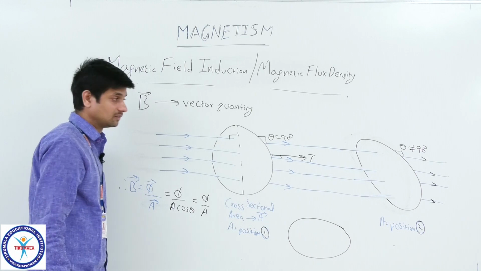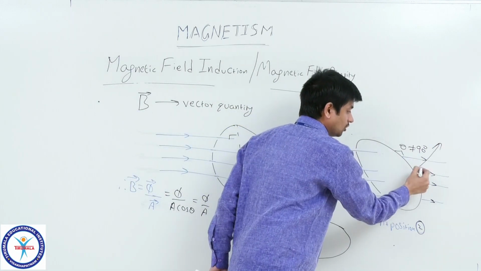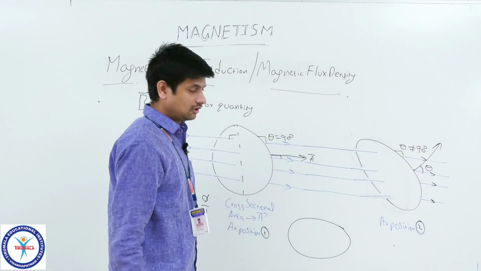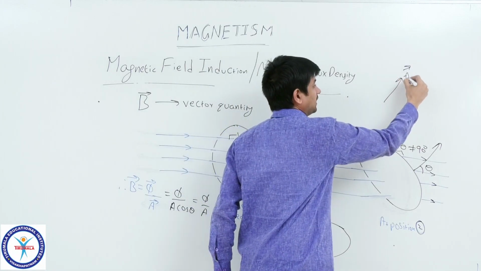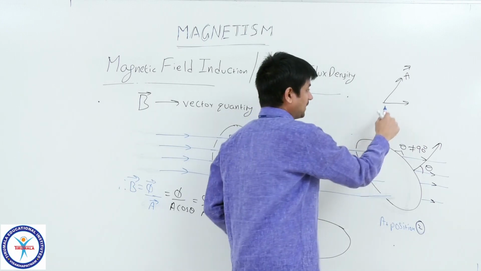Now look at this. Here it is making some angle with this flux line, that is maybe theta. That one I am drawing again here. This is the area normal vector and this is the flux line.